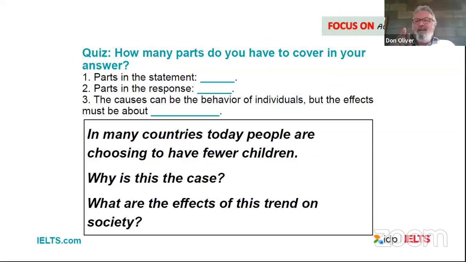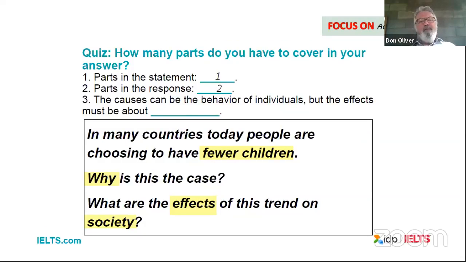Okay, let's practice this. Here is another task. In many countries today, people are choosing to have fewer children. Why? And what are the effects on society? So how many parts are there to this statement? The first statement, in many countries today, people are choosing to have fewer children. Well, it's a simple statement. It's really just one idea. People are having fewer children. But how many parts are there to the response? Well, there are 2. The reason and the effect on society.